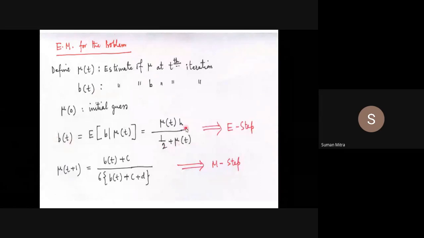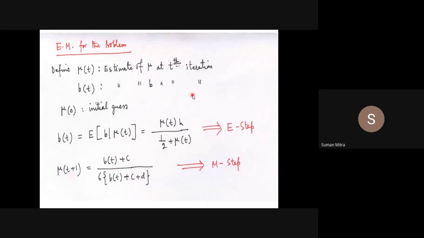And then how do I estimate mu t plus 1? Mu t plus 1 is Bt plus C divided by 6 into Bt plus C plus D. So this is my maximization. From where are we getting Bt? We are getting the expected value of Bt, assuming that we know mu, and then we estimate mu from the maximum likelihood step, right?